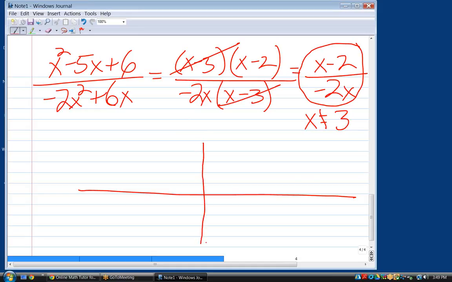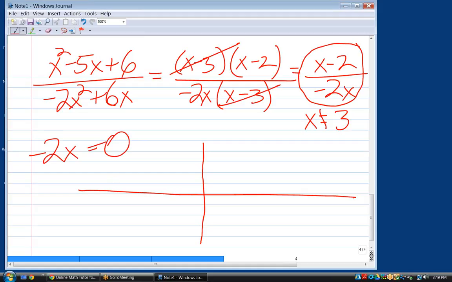What makes the denominator 0? What makes minus 2x equal to 0? X equals 0. The only way minus 2x can be equal to 0 is if x is equal to 0.